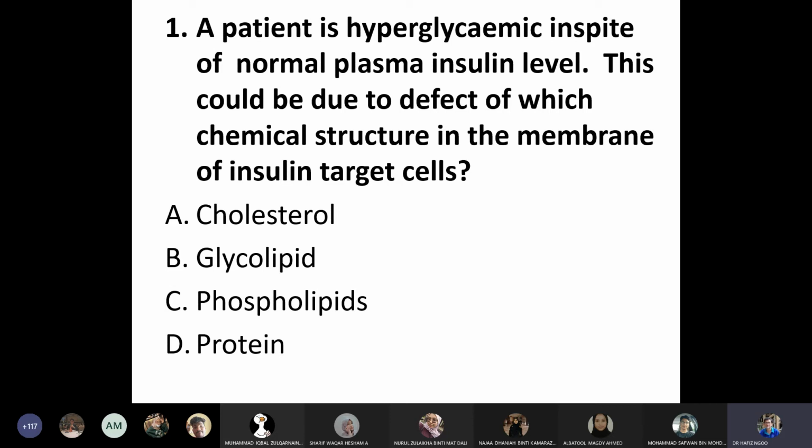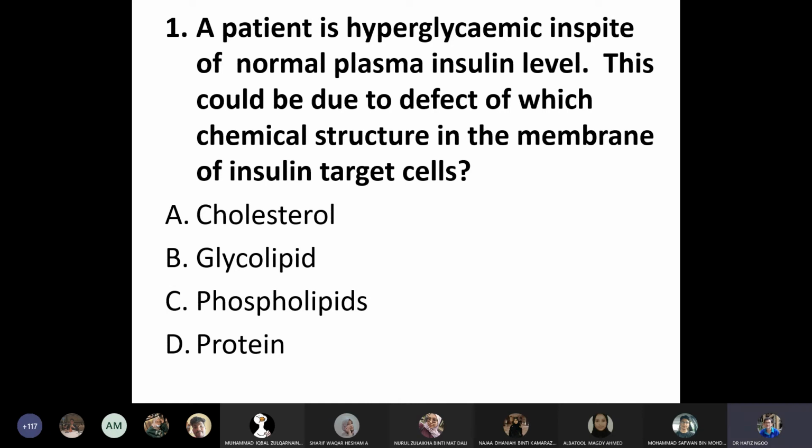Then 28 of you answered phospholipids. We know that phospholipid is very important, right? But they are not the site for communication. Phospholipids mainly prevent molecules or ions from getting into the cell, and are not actually involved in cell-to-cell communication. So they are not the answer.